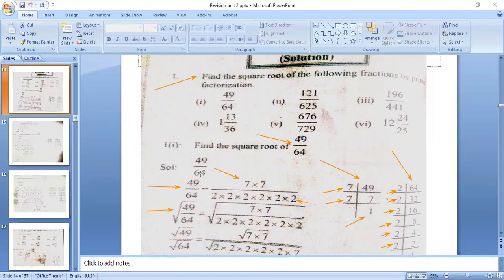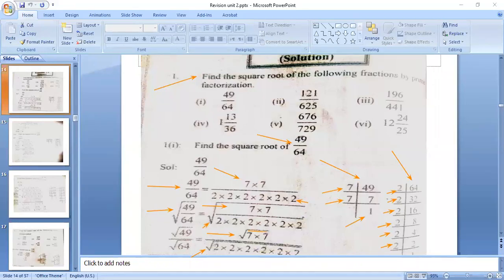Now we will get the square root of 7 into 7, and the square root of 64. So now we separate the square root, that is, we separate the square root of the numerator and the square root of the denominator. When we separate them, what will we get? We will get pairs. 7 into 7 is a pair, so we write only one 7.